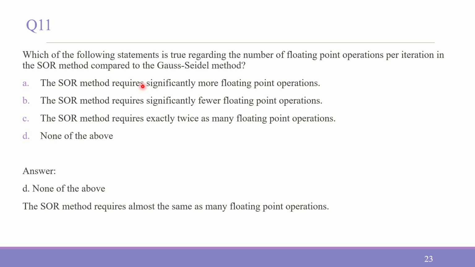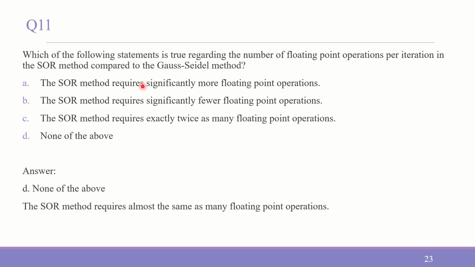The SOR method requires exactly twice as many floating point operations. That is also false, because it is not more or less or twice as many, the exact values. Whereas the correct answer is that the SOR method requires almost the same number of floating point operations. So option D, none of the above, is the right answer for this particular question.